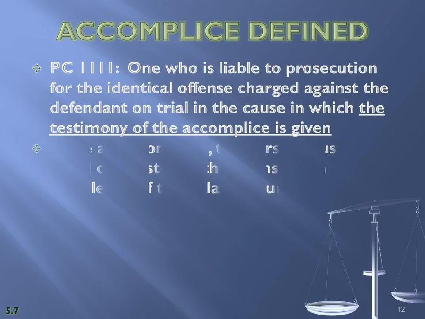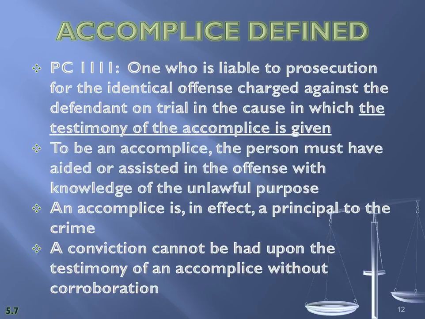So now accessory, well, what about an accomplice? Where does that come in now? So how do we kind of fit that in? Okay, so let's look at accomplice. So Penal Code 1111, one who is liable to prosecution for the identical offense charged against the defendant on trial in the cause in which the testimony of the accomplice is given. Now I know that's confusing, but I'm going to help you out here, so don't worry.